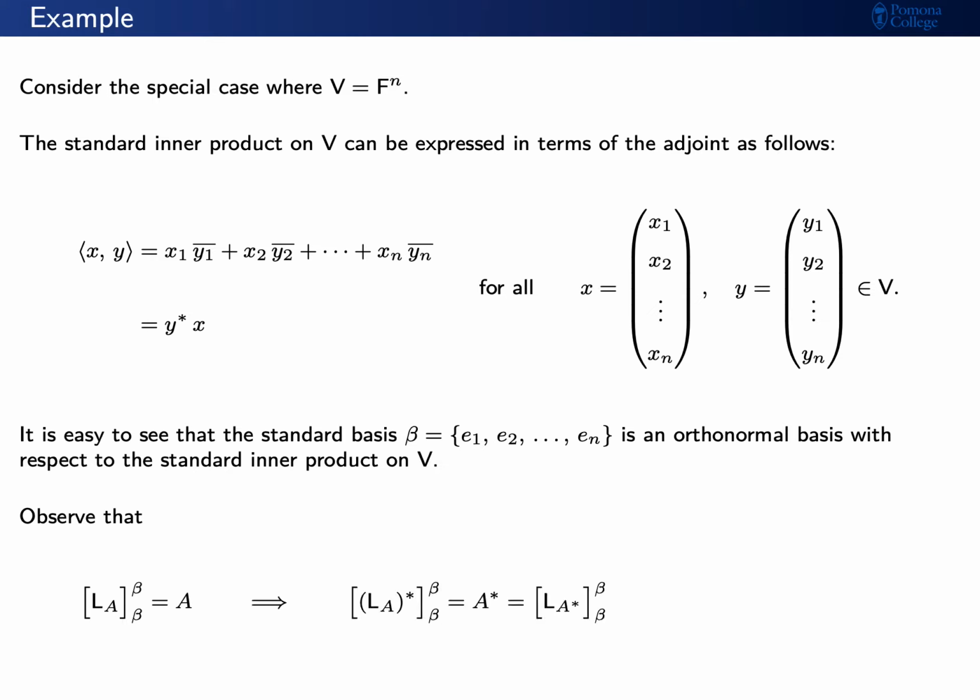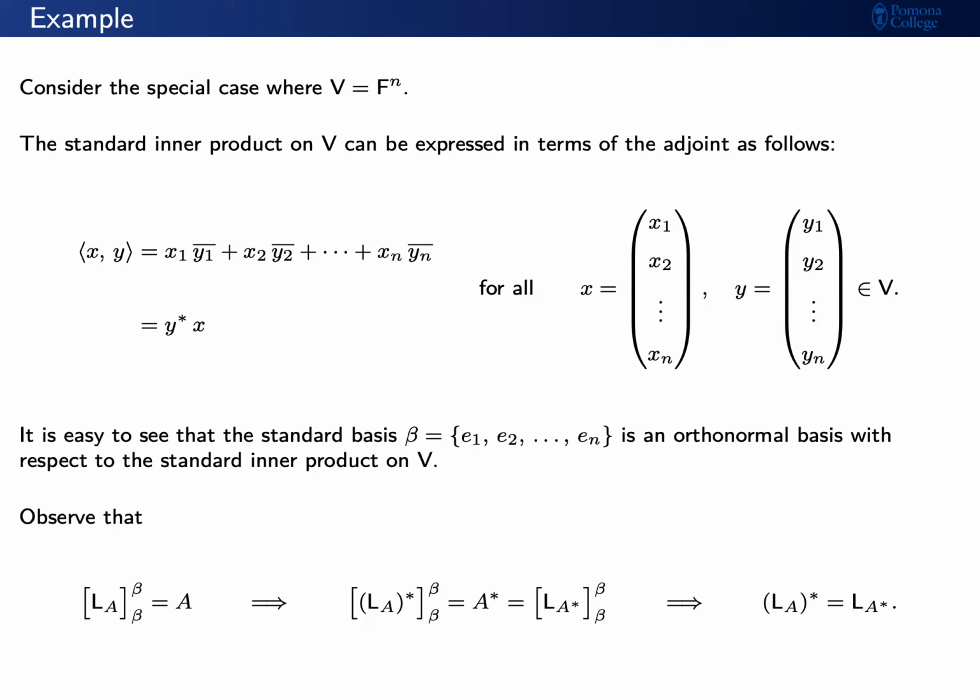Now let's consider the adjoint of this left multiplication by A. According to the previous theorem, since beta is an orthonormal basis, we see that this is the same as the adjoint of A, namely A star. However, this is also the same as left multiplication by the adjoint, at least the matrix representation thereof.